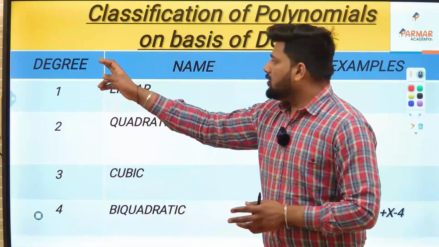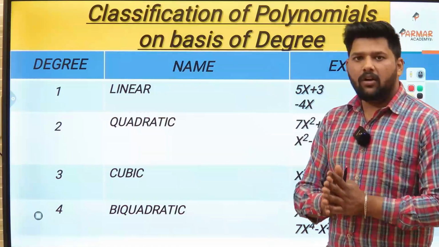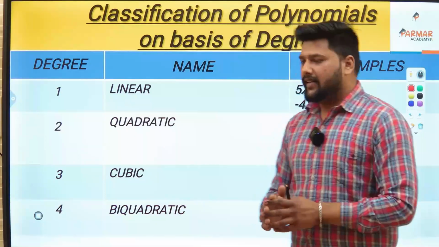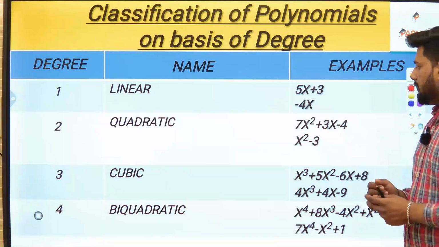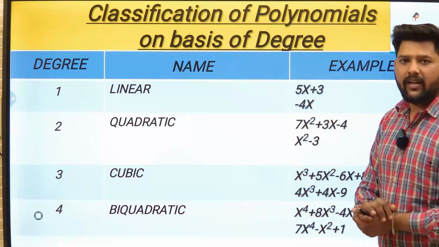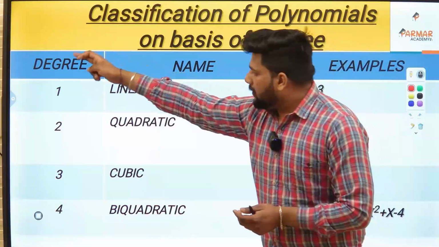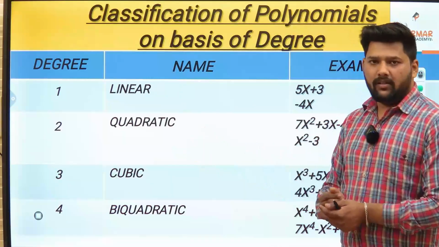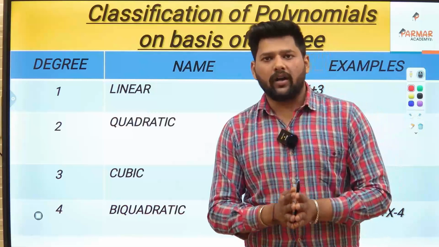So polynomials with the degree 1 are called linear. In the next example, 7x square plus 3x minus 4. Clearly in this polynomial the highest exponent is 2, that means the degree is 2. That means polynomials of degree 2 are called quadratic polynomials.